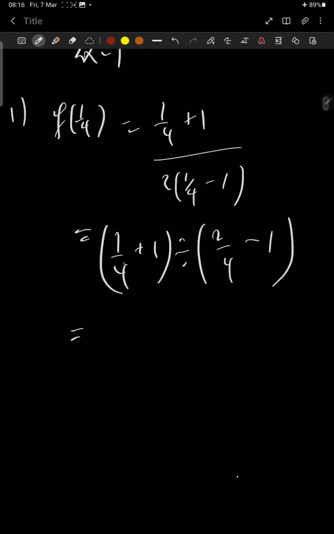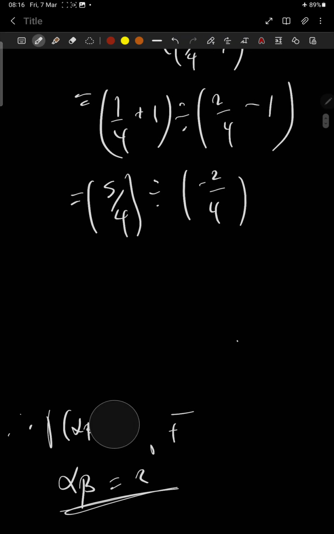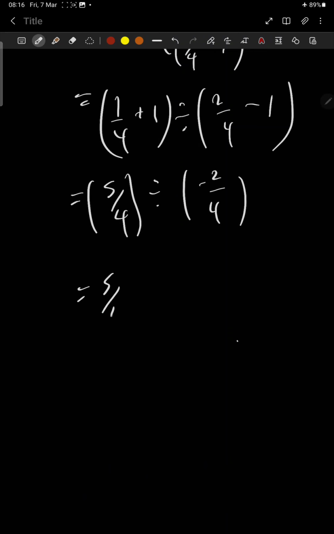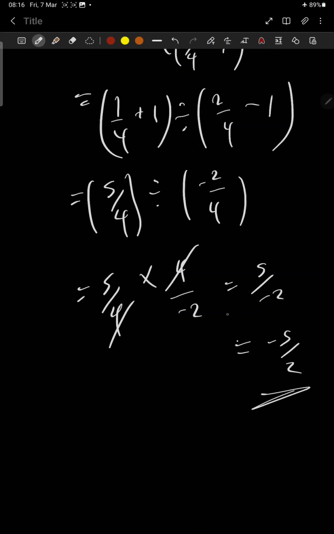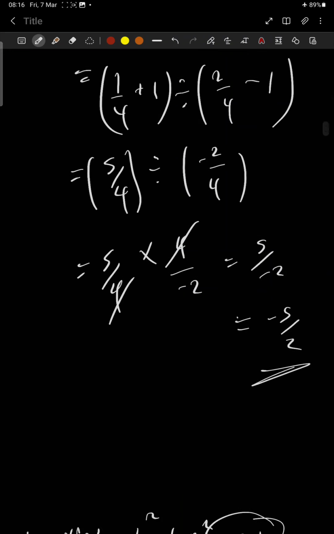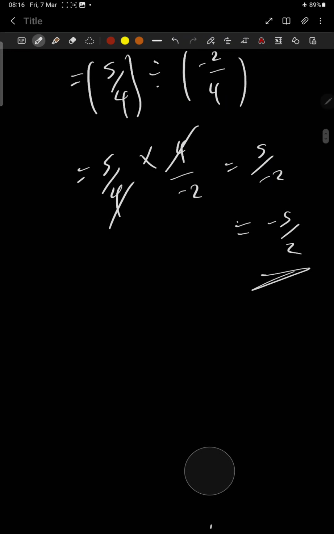Now here's the thing, make this a single fraction, over 4, so this will be 5 over 4 divided by, if you make this a single fraction, we're going to have, this is negative, we're going to have negative 2 over 4. So this will be 5 over 4 times 4 over negative 2, this will cancel, the answer will be 5 over negative 2, and your final answer will be negative 5 over 2, because the negative can be on the denominator, that's go on top. That's how you answer this question. Now let's go to the other one. What's the other one saying?